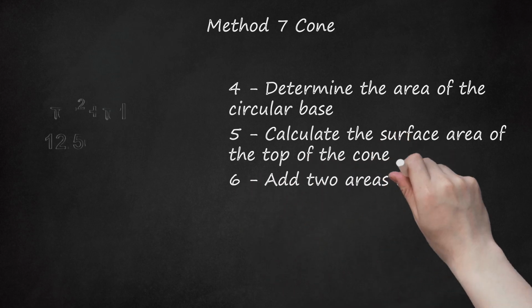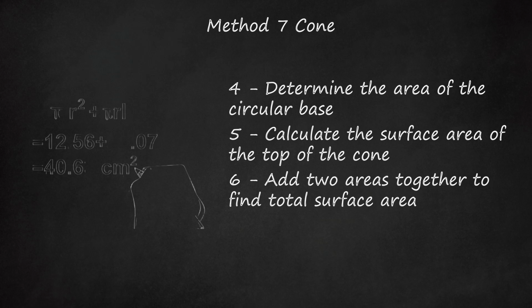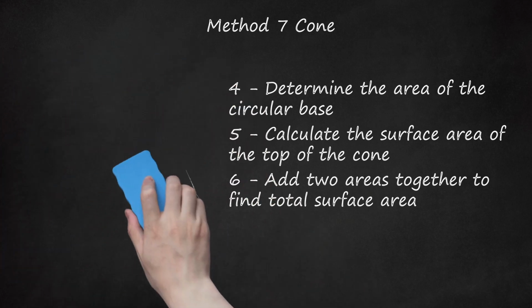6. Add the two areas together to find the total surface area. Calculate the final surface area of your cone by adding the area of the circular base to the calculation from the previous step. Example, pi times R² plus pi times RL equals 12.56 plus 28.07, which is equal to 40.63 cm².